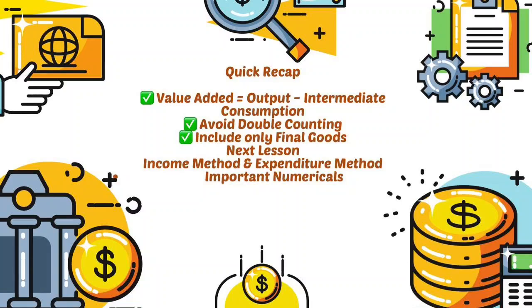We also discussed important precautions such as excluding transfer payments, excluding second-hand goods, and avoiding double counting. Finally, we solved a board-style numerical. If you have understood these concepts, you have completed one of the most important topics in Chapter 1. Congratulations, you have successfully completed the value-added method, one of the most important concepts in national income.